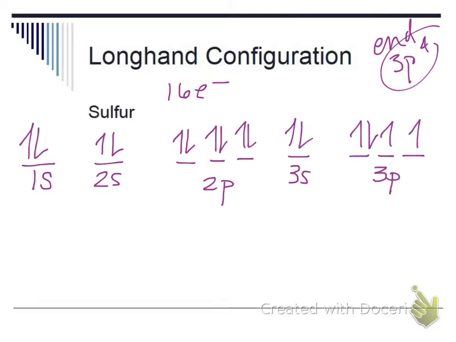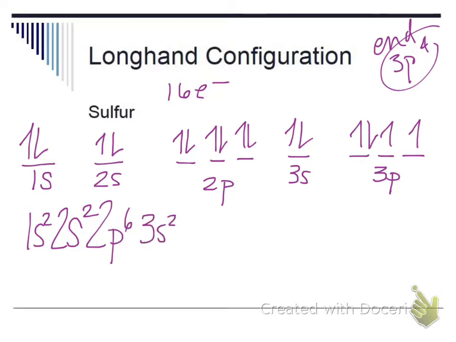Now our electron configuration is 1s2. What's next? 2s2. 2p6. Why am I getting bigger as I'm writing? Now I'm going to go like this. 3s2. Just for fun. 3p4. So that was our electron configuration.